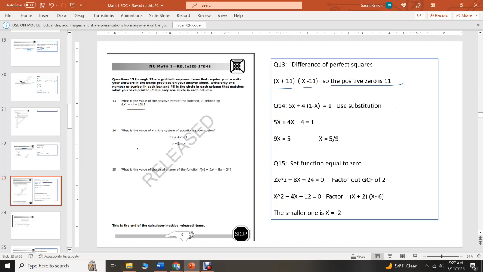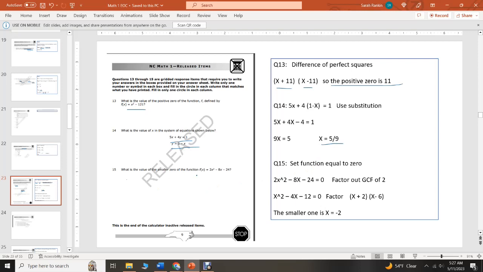Number 14, what is the value of x in the system of equations before? They tell us that y is equal to 1 minus x, so we can just substitute that into our first equation for y. So we have 5x plus 4 times 1 minus x equals 1, and then we simplify and we get x equals 5/9.